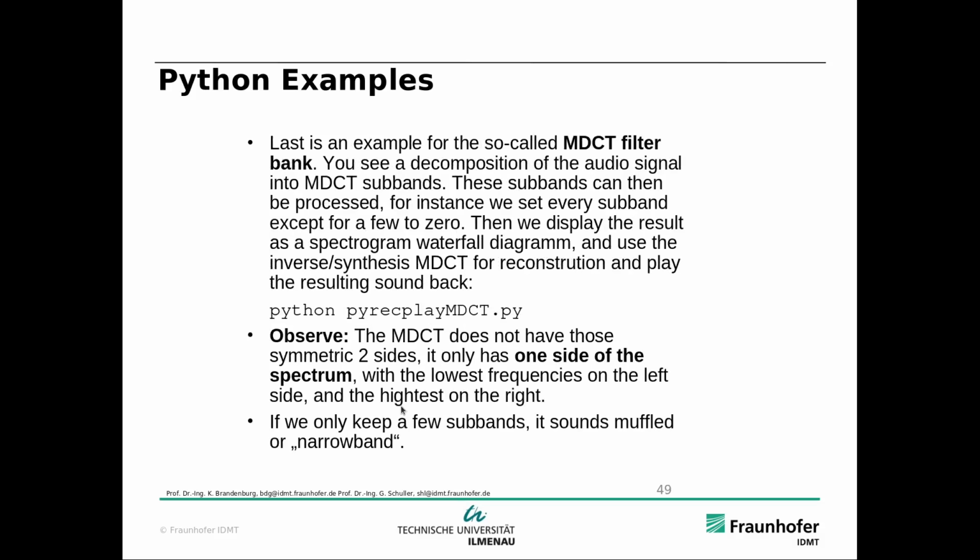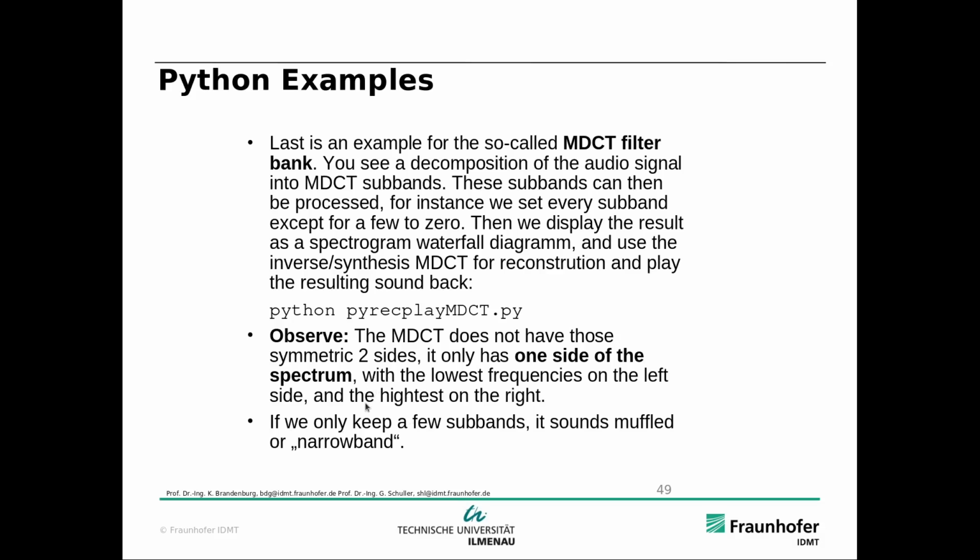So then there's another example, Pyrac Play MDCT. Yeah, and this is actually doing the reconstruction. So instead of having the FFT, I'm now applying the modified discrete cosine transform, which is actually what we will see that we will use for audio coding. The MDCT does not have those symmetric two sides, and that means we don't need to discard one half. All the subbands we compute are actually in one half, which means we have twice as dense frequency representation. And this is actually an important property for audio coding. And also it's easier to implement because we don't need to deal with complex numbers.